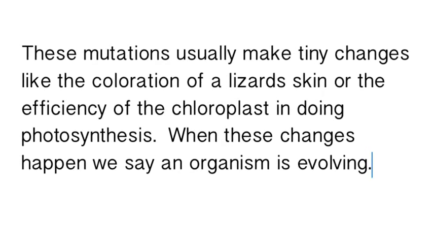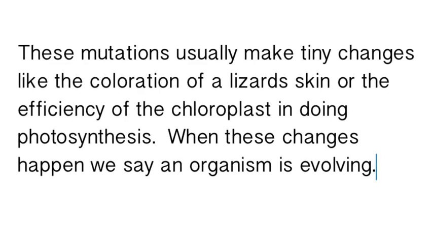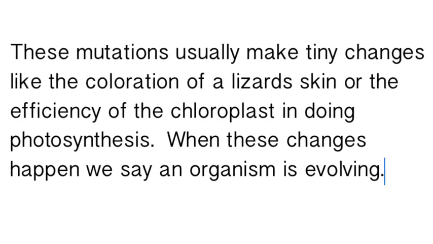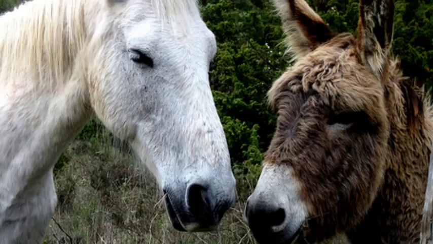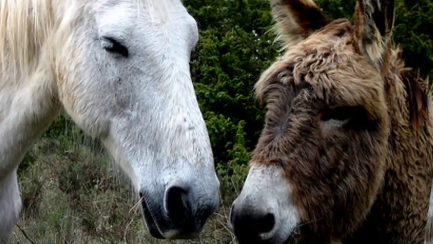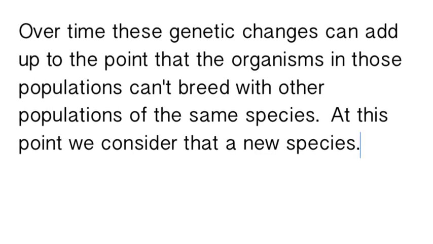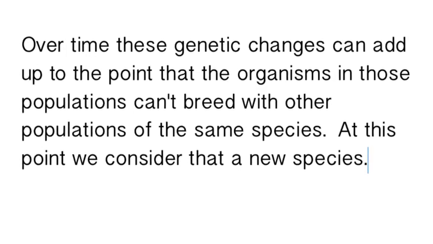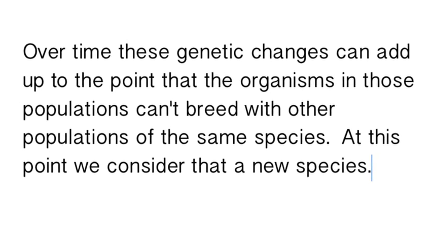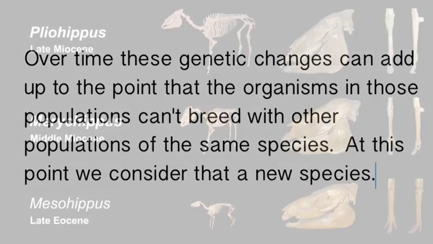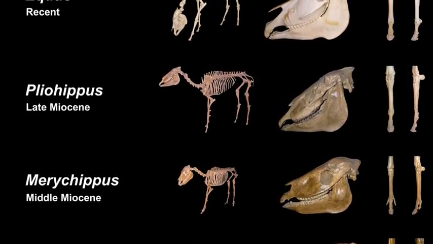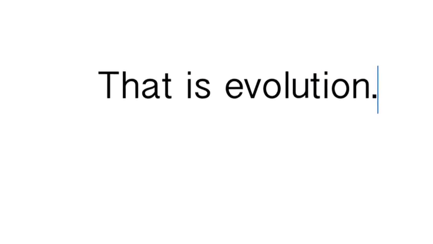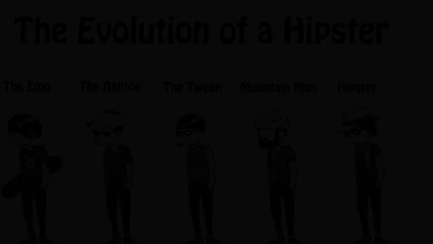Now, these mutations usually are tiny, okay? They're small. So it may just be that a pattern on a lizard's skin is different, which maybe is a good thing. It helps it camouflage better. Or sometimes the chloroplast is working better. But eventually, it all starts to build up together. So maybe we have a little bit of change in color on this one, and then we have a little bit longer leg on this one, and then we have a little bit better eyesight on this one. And over time, all these changes start to happen until they're now different species. And that's what we see happening: these small changes that build up over time to make a new species. And that's what we call evolution.